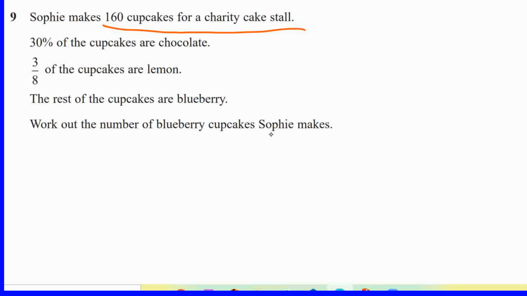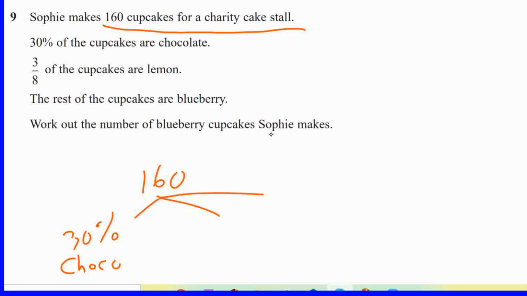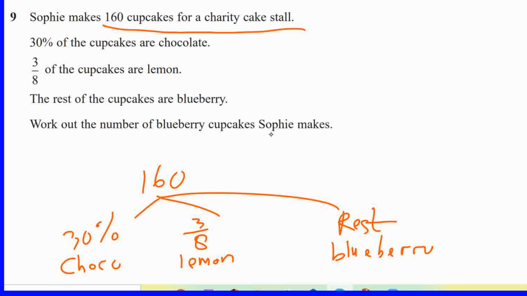160 cupcakes for the charity. 30% is chocolate and 3/8 are lemon and the rest is blueberry. The number of blueberry is the one being asked, so we have 3/8. We want to count how many percent is the rest.